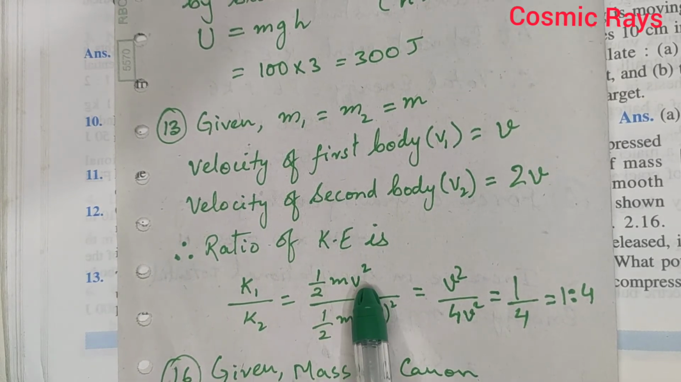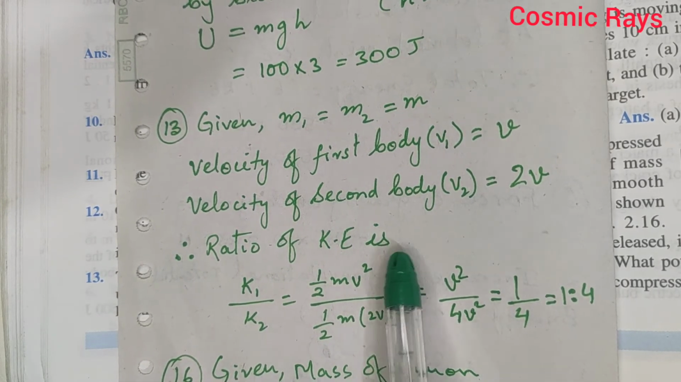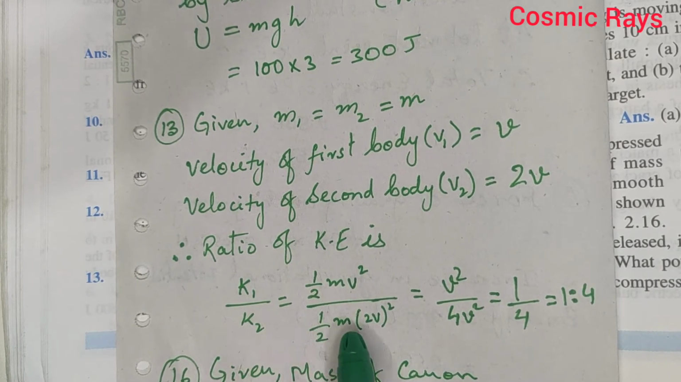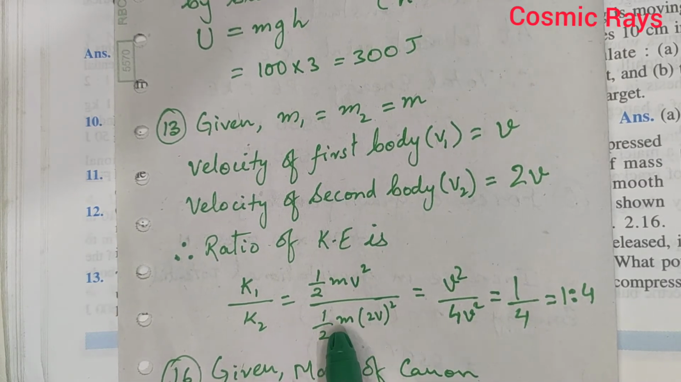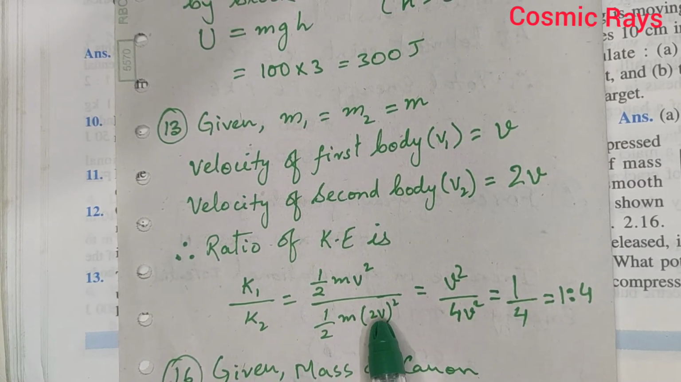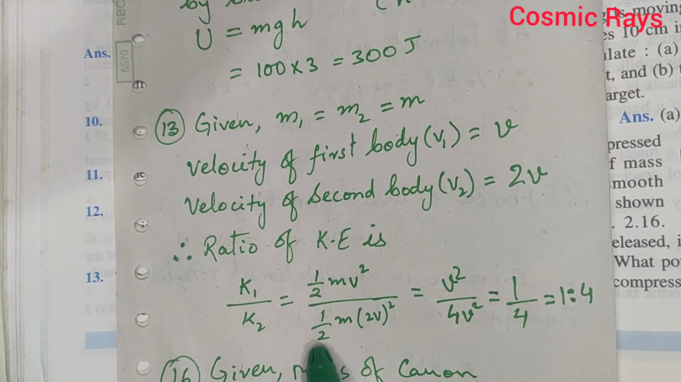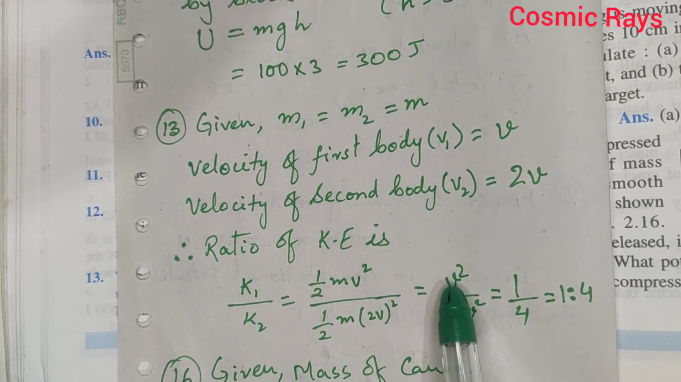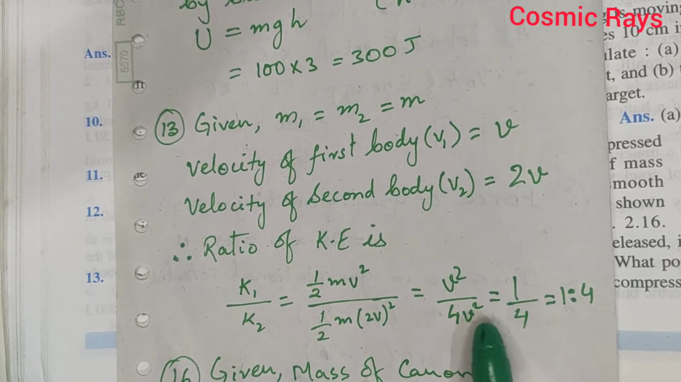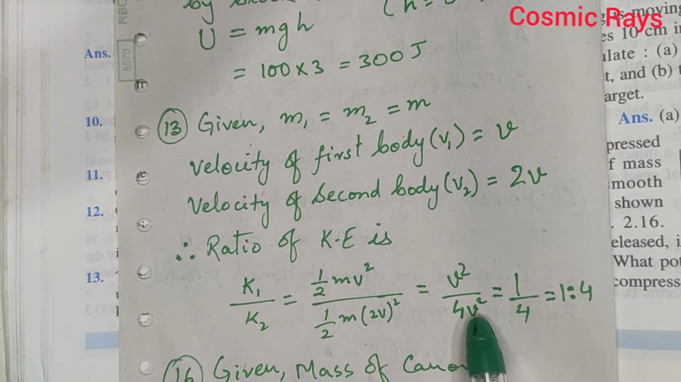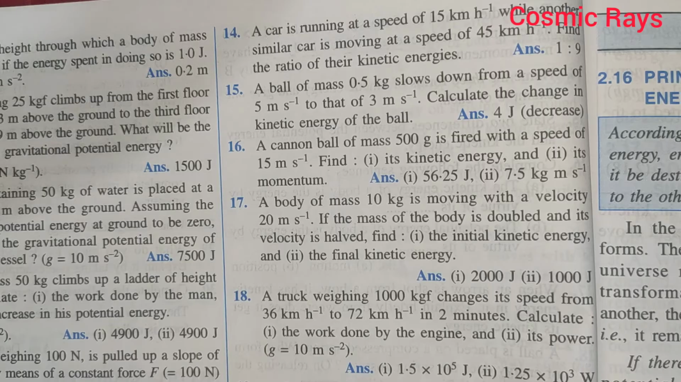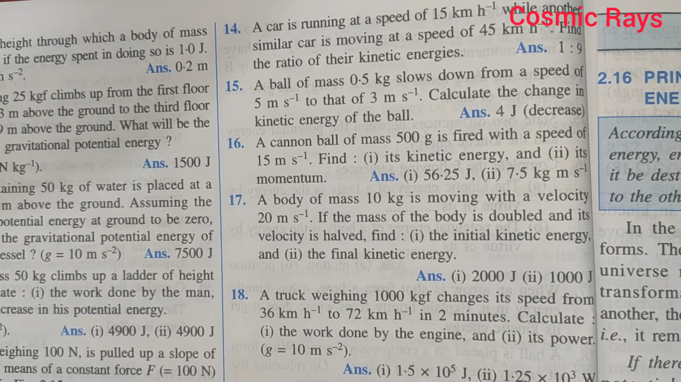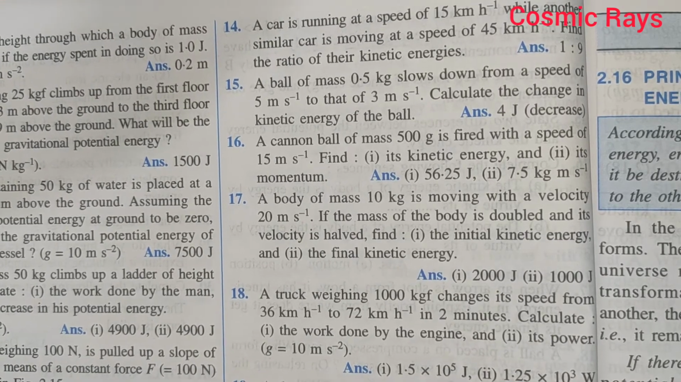So if we take the ratio of kinetic energy, K1 by K2 will be equal to half m, velocity of the first body is v, so v square, divided by kinetic energy of the second body, that is half m, because mass is the same for both the bodies, but the velocity is 2v, so 2v square. Now half m cancels out, v square is v square, 2v square is 4v square, so v square will get cancelled out, and we are left with 1 by 4. So the ratio of their kinetic energy is 1:4. Now question number 14 will be done in a similar manner, so I'm not going into that.